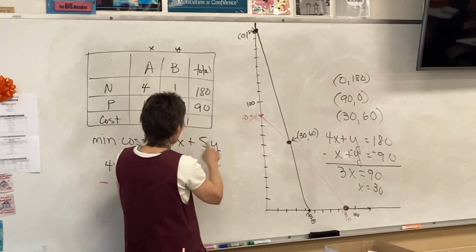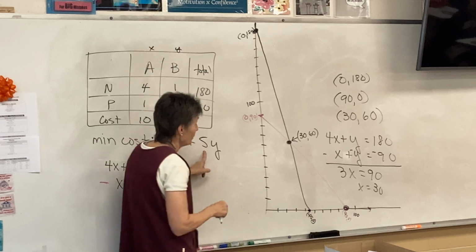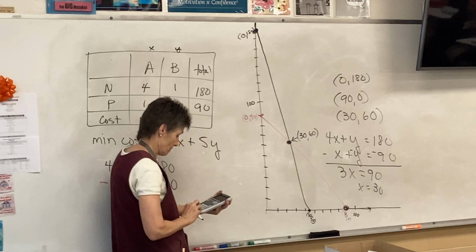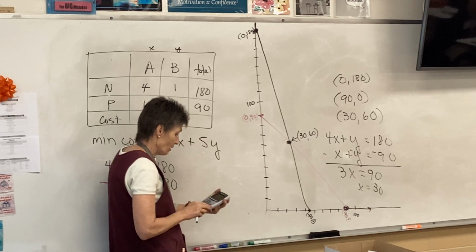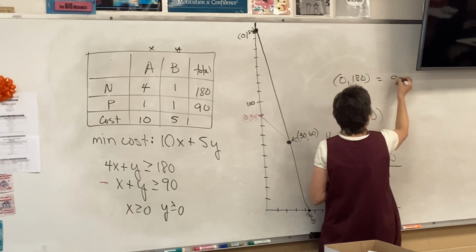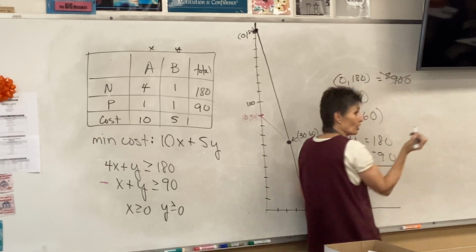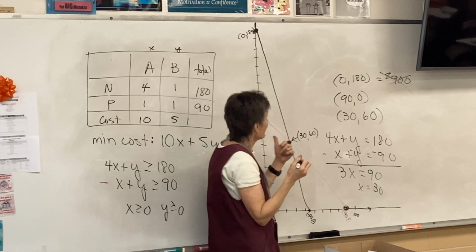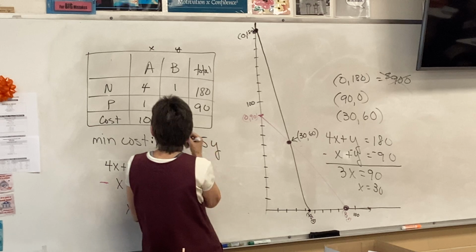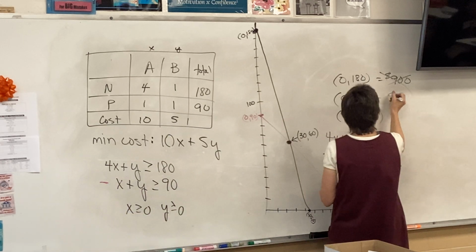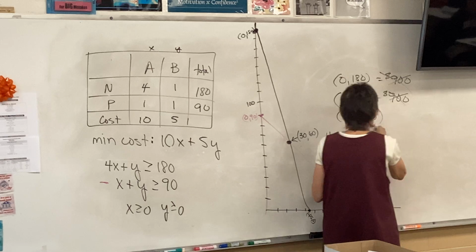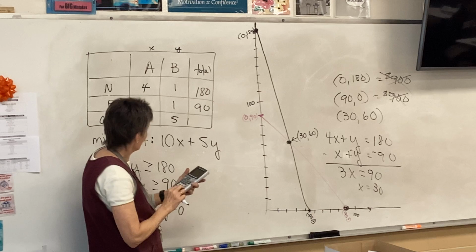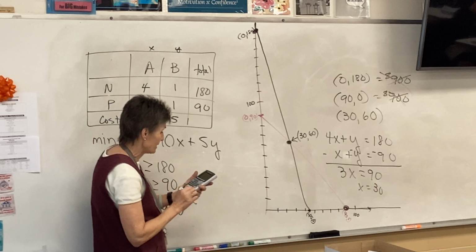So 10 X's and 5 Y's would be what? What's 5 times 180? I should know that. Is that 900? Yeah, that would be 900. And that can't work, because remember, I only have $800. All right, so 90, oh Lord, that's not going to work. That's also 900. Oh boy, I hope this works. It does. 30 times 10 plus 5 times 60.